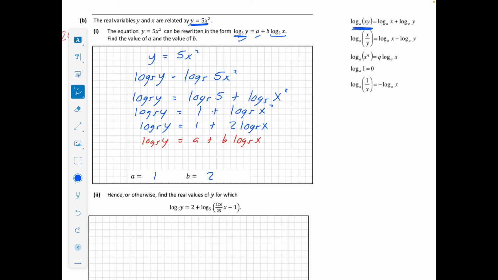Not too bad a question. I think once you got it started, it was okay. It's also using the rules backwards, which we may not have seen before, but if we can use them to solve, we can use them working the other way as well.